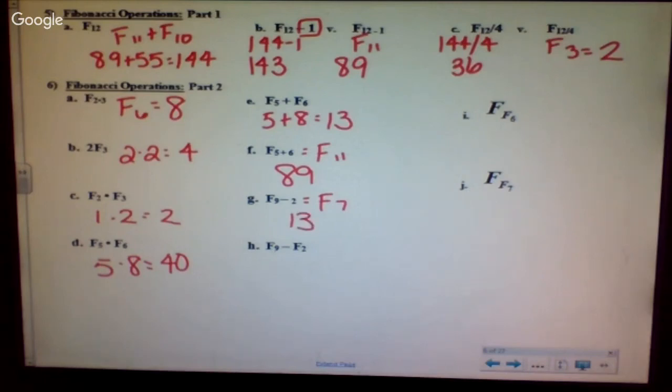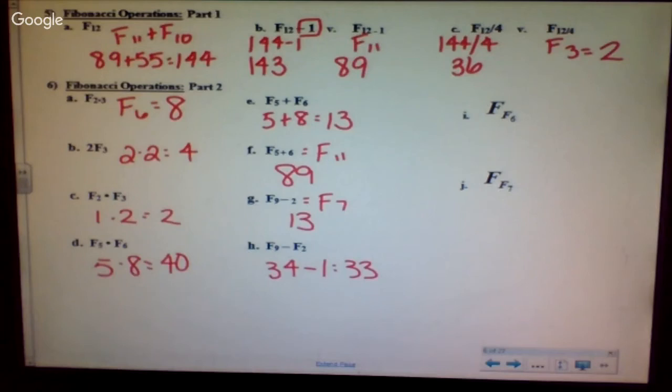Okay, H then is F sub 9, which is 34, minus F sub 2, which is 1. That's 33. He said 32. I suppose he was thinking it was F sub 3. Yeah, I looked at the wrong number.